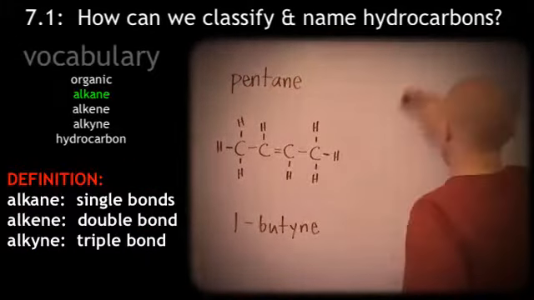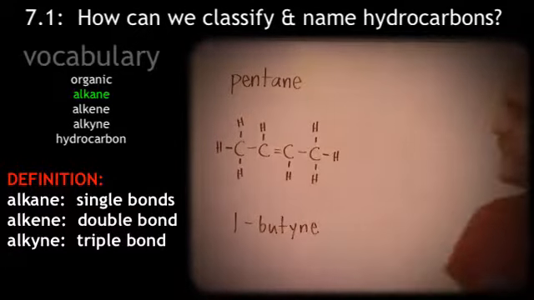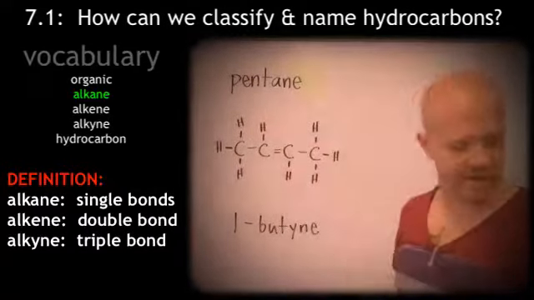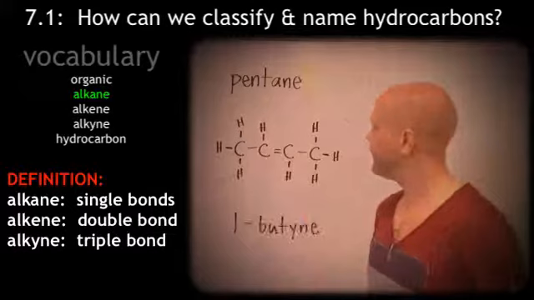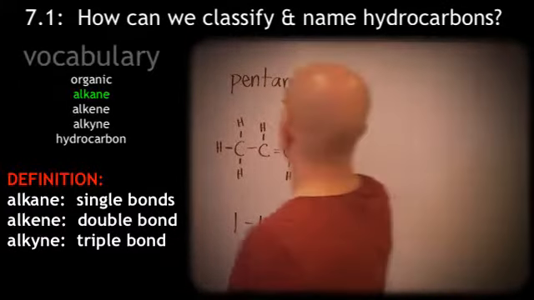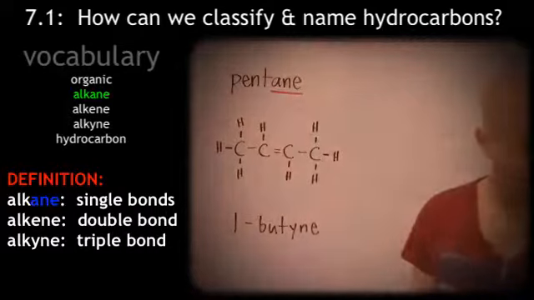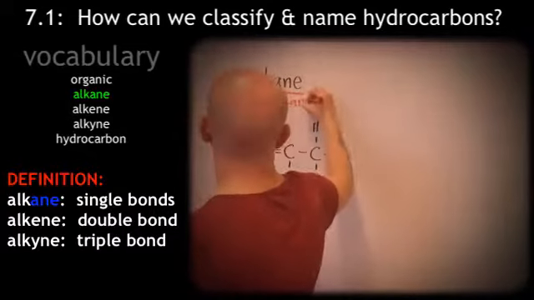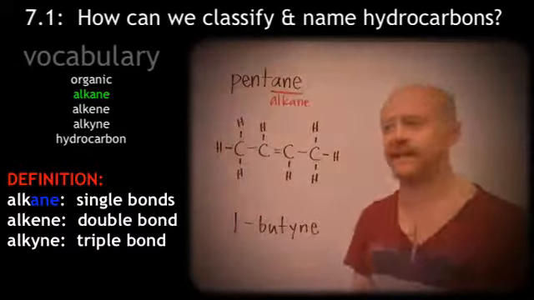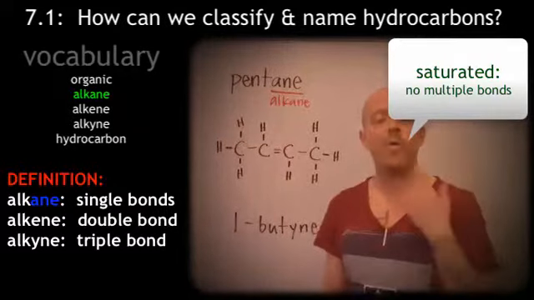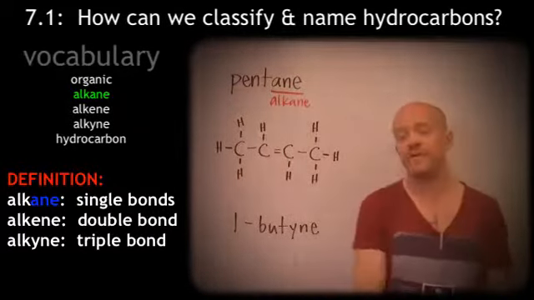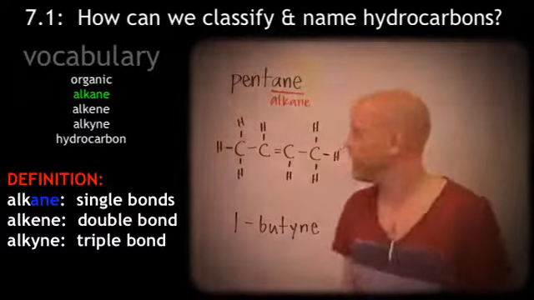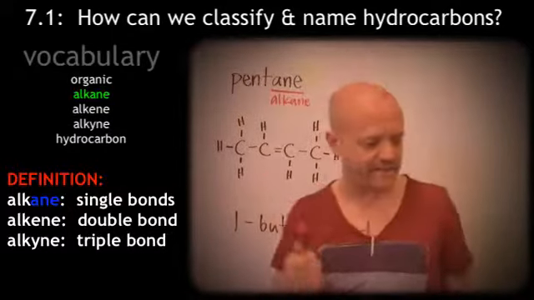Now, get out your reference table. We're going to look at the difference between an alkane, an alkene, and an alkyne. According to this reference table, if it has the ending ANE, that tells us that it is an alkane. All that means is it is a saturated hydrocarbon. What does saturated mean? Saturated means that you can't get any more H's attached to it. Everything is filled up.